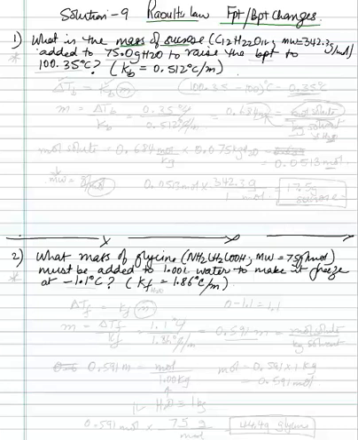So let's look at the first one over here. What is the mass of sucrose added to 75 grams of water to raise the boiling point to 100.35 degrees Celsius? And then the Kb is given to us for water. So again, this is a little bit different. We know what the change in the temperature is, we know the mass of water, but we don't know the mass of sucrose, how much we've added. So let's start with the formula here. We have delta Tb, because this is boiling point, is equal to Kb times molality.